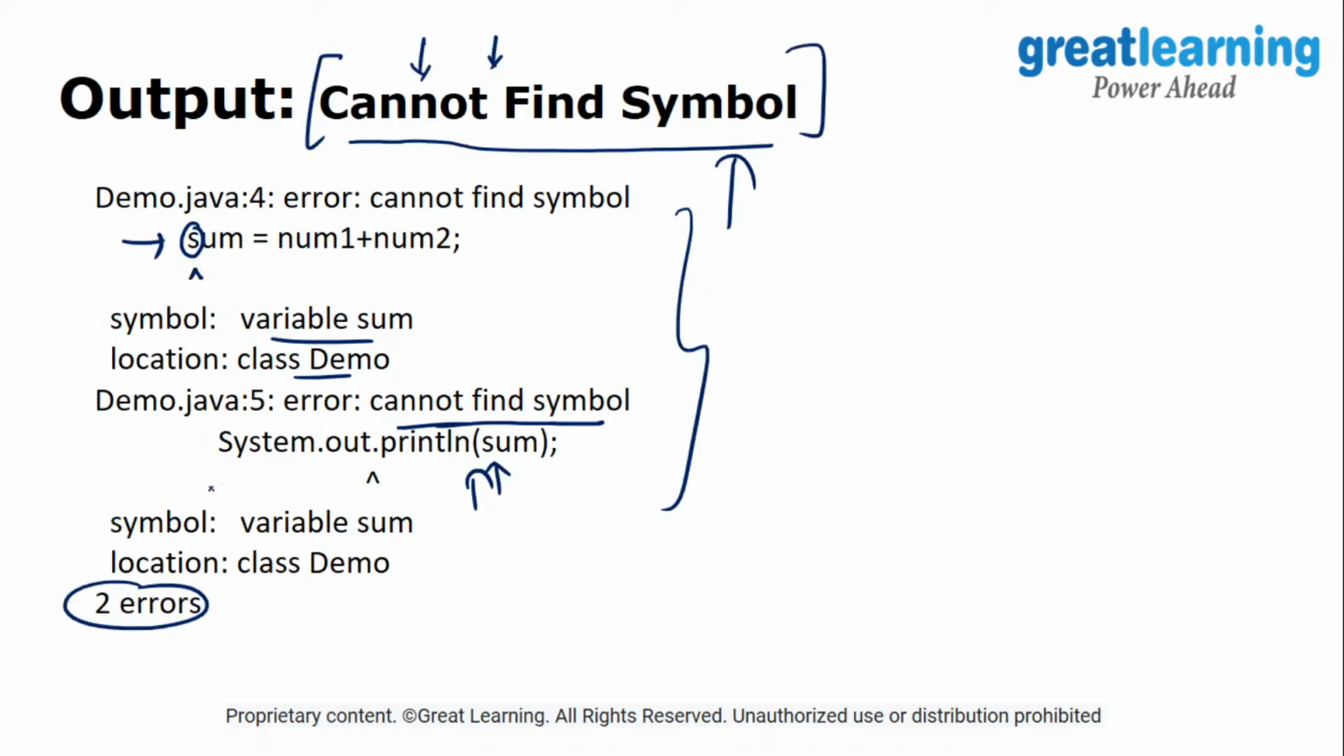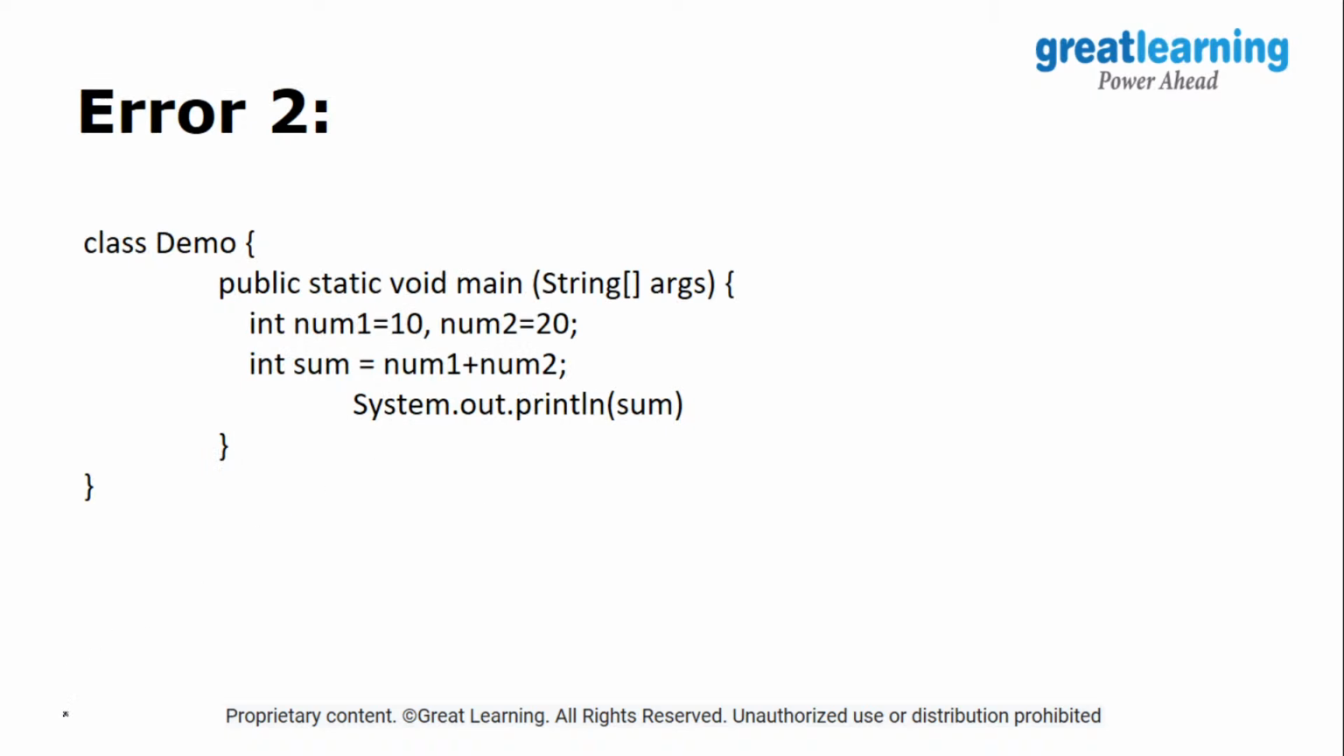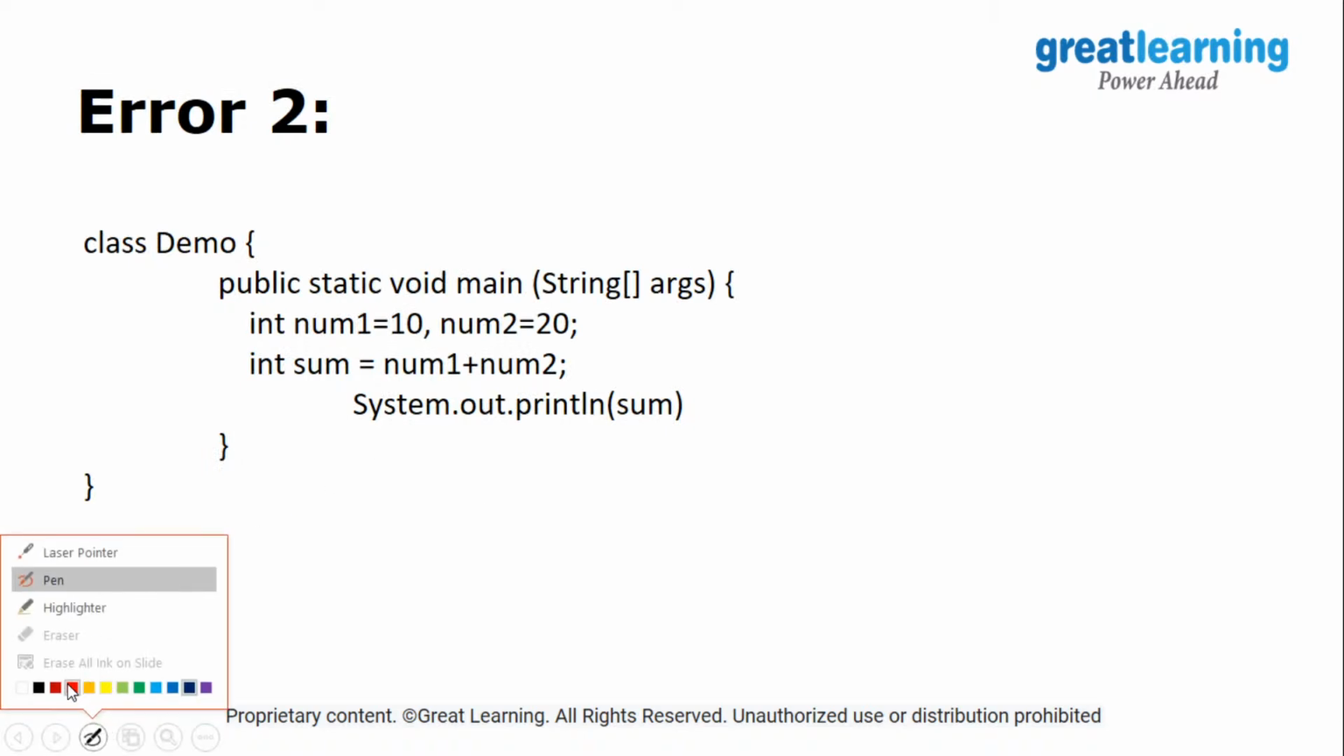Okay, and the name of the error is cannot find the symbol. Okay, and it directly shows you where. So you see it is there when you're trying to initialize it and when you're trying to print it. Yeah, sum is not declared. Cool. So now let's move on. Now quickly tell me what is wrong with this piece of code.